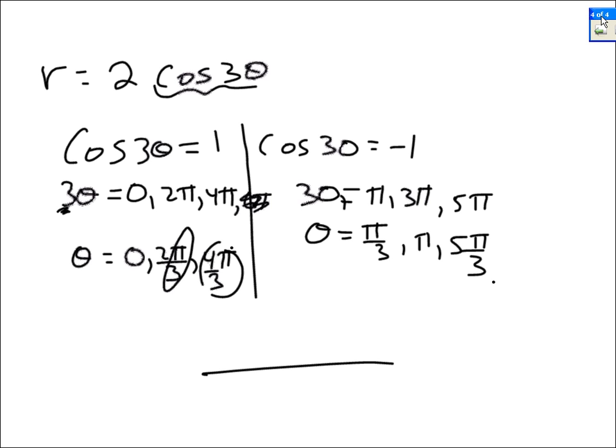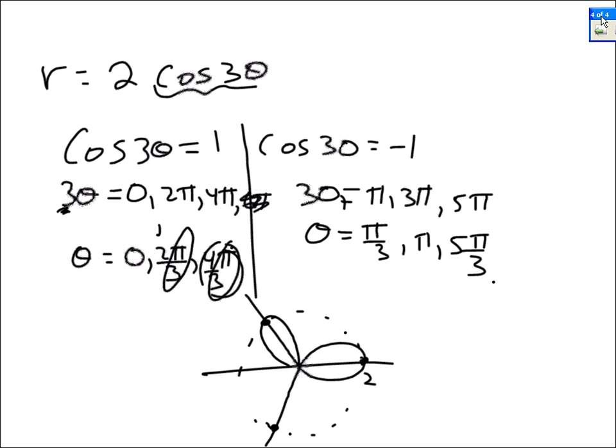First, at 0, I go out to 2. Here's a circle of radius 2. And 60 times 2 is 120. At 120 degrees, I go out to 2. And 60 times 4 is 240. So right here, I go out 4. Okay? And that gives me 3 leaves.